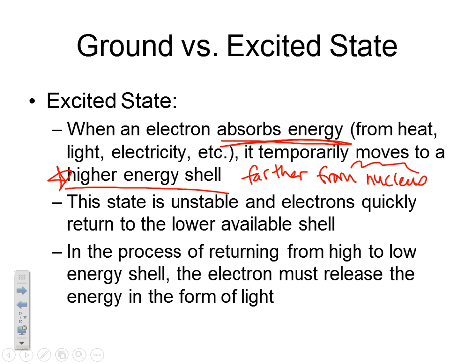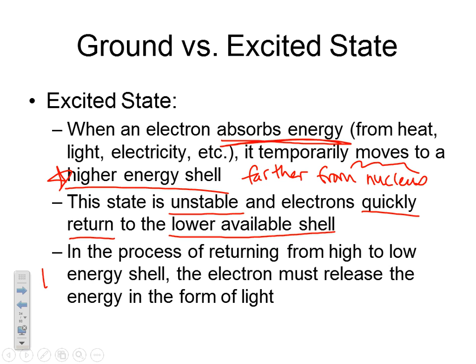But this excited state is unstable. The electrons are not going to hang out in their excited state. They've got too much energy. So what they want to do is actually return back to their ground state, where they're nice and safe and comfortable and super low energy, and they can go back to sleep, basically. So our electrons are going to return to the ground state, and they will do this quickly. They tend not to hang out in the excited state very long, and they'll return to the lower available shell.